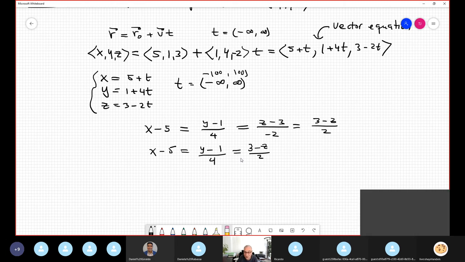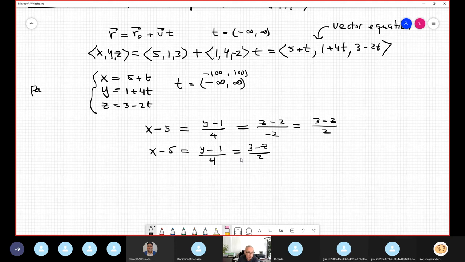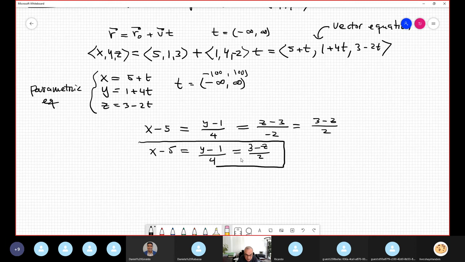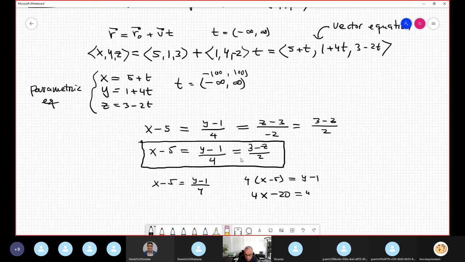Okay, so we have three kinds of expression of the equation of the line: the vector equation, the parametric equation, and the symmetric equation. To finish, I want to take advantage of another way to express the equation for the line. You take the symmetric equation and take a couple, for example, cross multiplication. You take x minus 5 equal y minus 1 over 4, the first couple. Cross multiplication: we have 4 times x minus 5 equal y minus 1. You distribute: 4x minus 20 equal y minus 1.